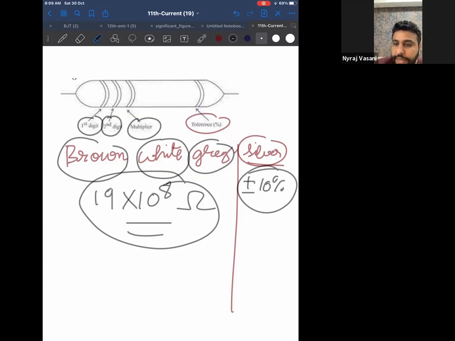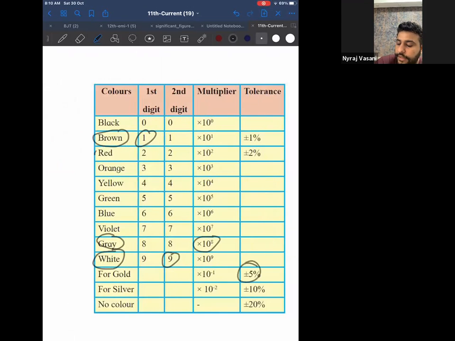So tolerance is very, very easy. Gold is 5, silver is 10 and no color is 20. How do you get it? 5, 10, 20. That is 5 into 2, 10, 10 into 2, 20.